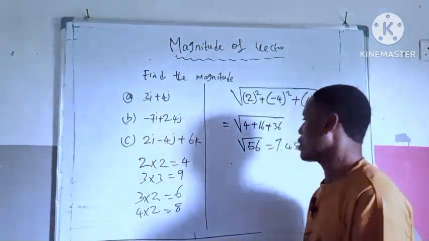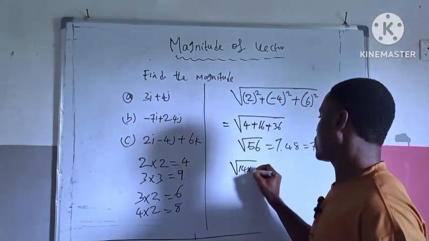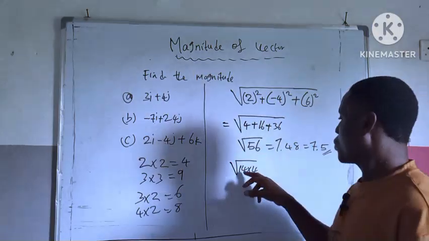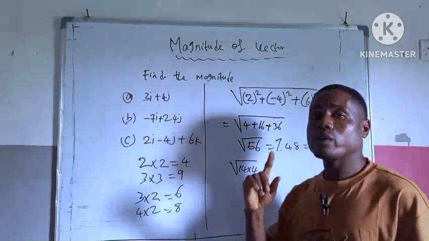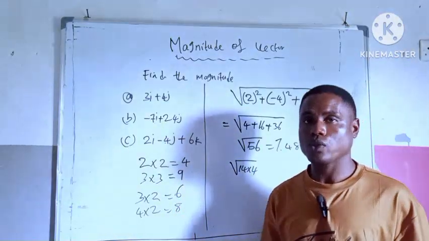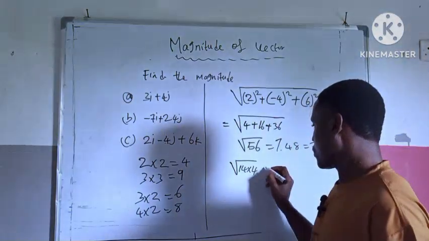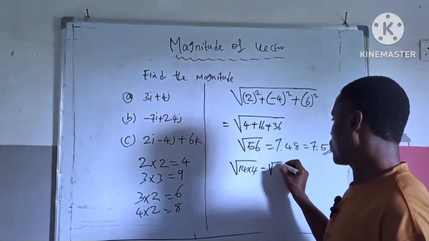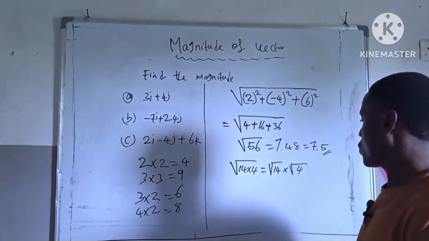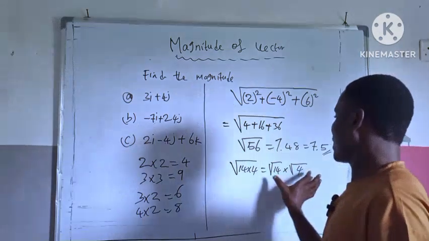Are you getting it? So 14 times 4. So 14 times 4 is 56. When we are solving surd equations, we normally separate them. So what you need to do is: equal to 4 times what? 14 times square root of 4. So they are still the same thing.